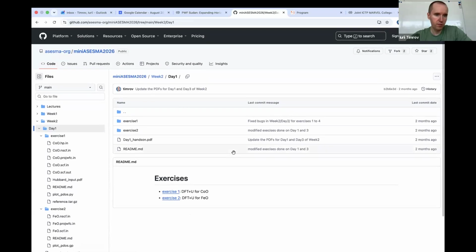So yes, that's it. Basically, you have two examples, cobalt oxide and iron oxide, the ones that we mentioned during the lecture. So I think you should enjoy it.